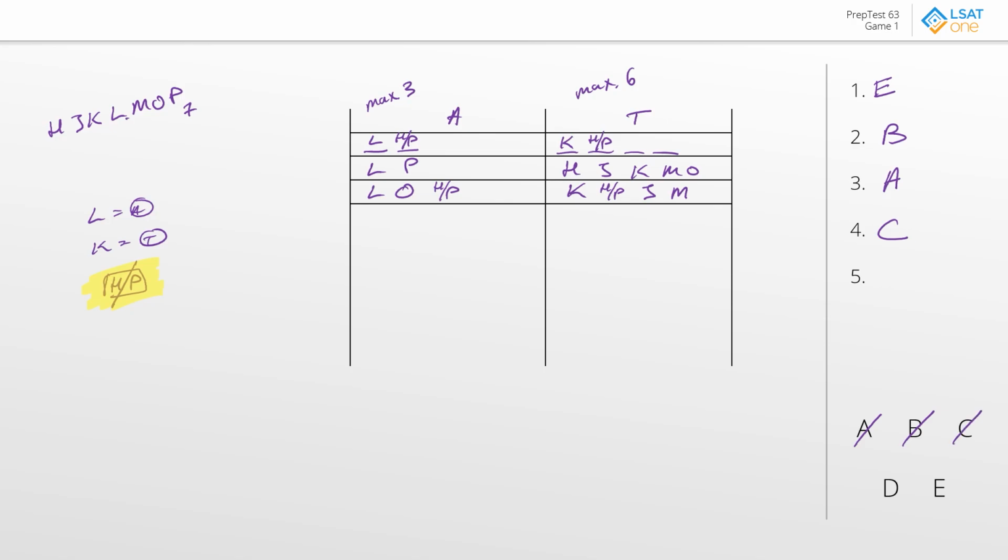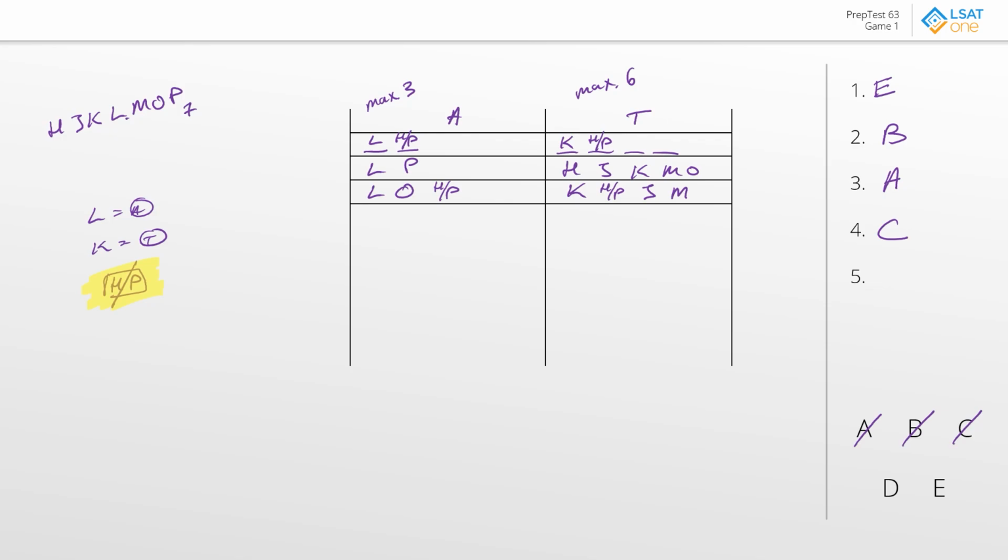Answer choice D. If H goes to the same court as L, then P would have to go to the same court as K. So that's true. I mean, anytime H was with L over here, then P would have had to go to K. That's absolutely true.